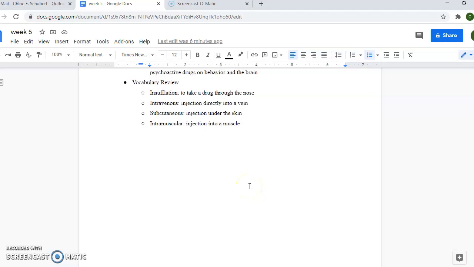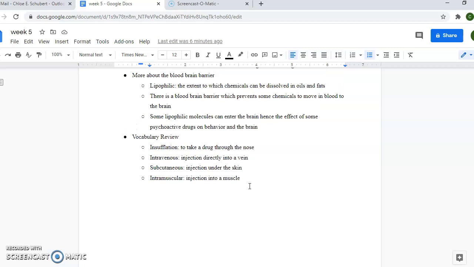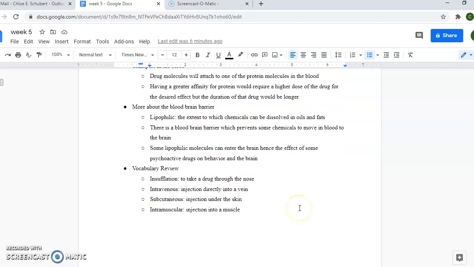Vocabulary review. Insufflation is to take a drug through the nose. Intravenous is injection directly into a vein. Subcutaneous is injection under the skin. Intramuscular is injection into a muscle. And lipophilic is the extent to which chemicals can be dissolved in oils and fats.